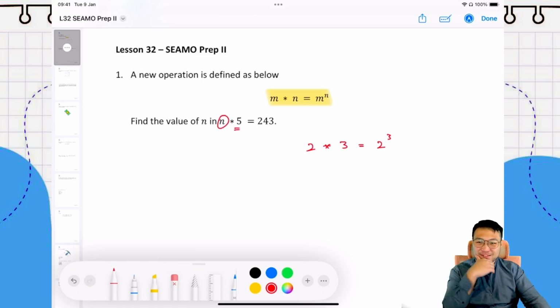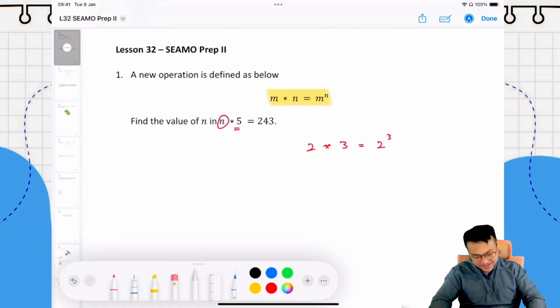So can anyone tell me what's the value of n? Come, type your answer in the chat. Wow, very good, students. So fast. Very good. Easy, huh? Come, let's write it down. I can already see so many correct answers.